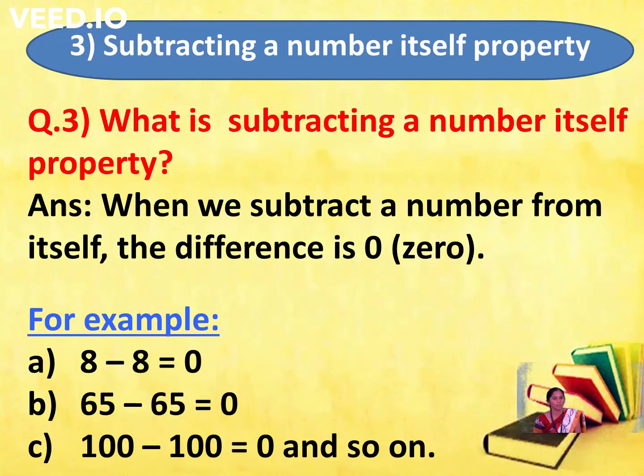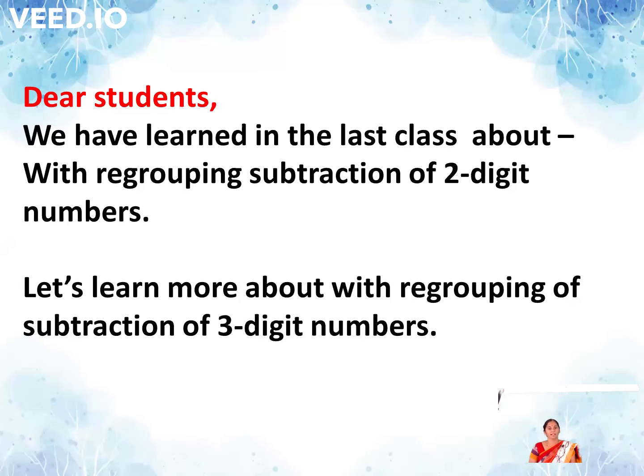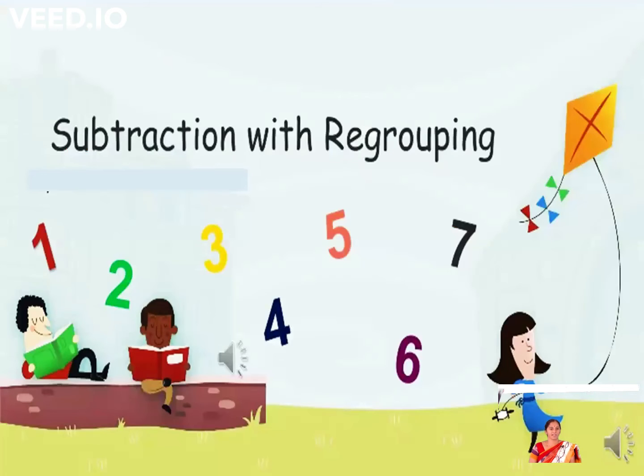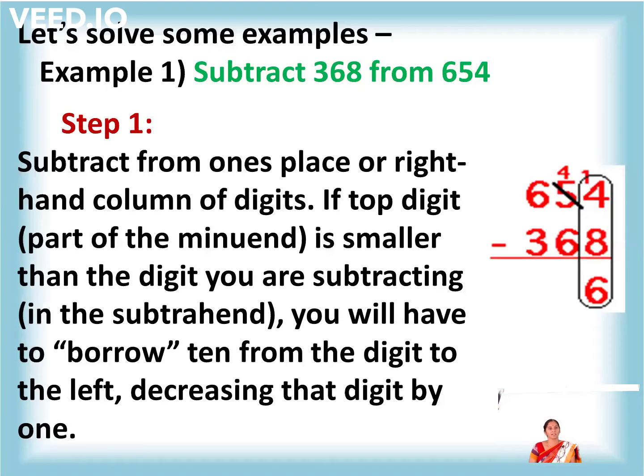For example, 8 minus 8 is 0. 65 minus 65 is 0. And the next example given is 100 minus 100 is 0. Let's learn more about subtraction of 3-digit numbers with regrouping. So let's start with the digits.